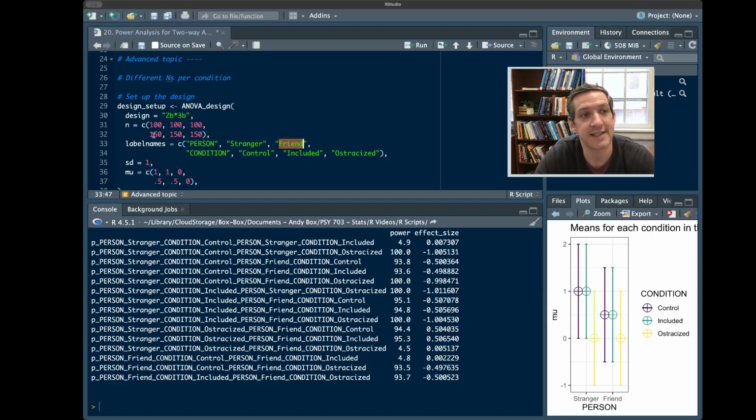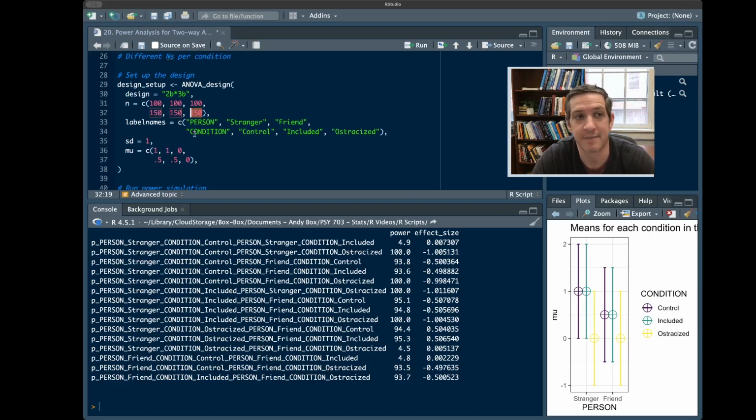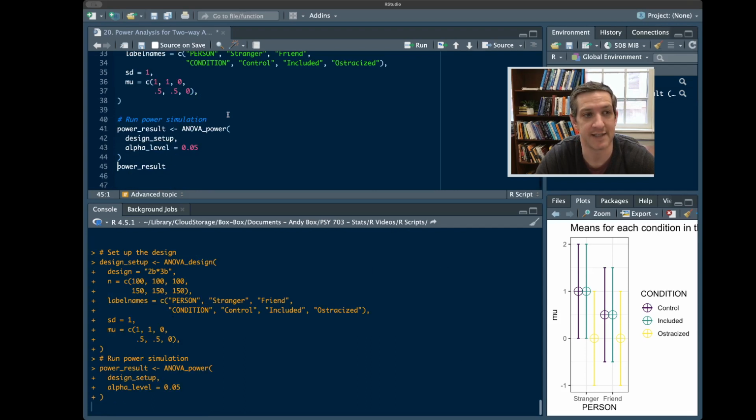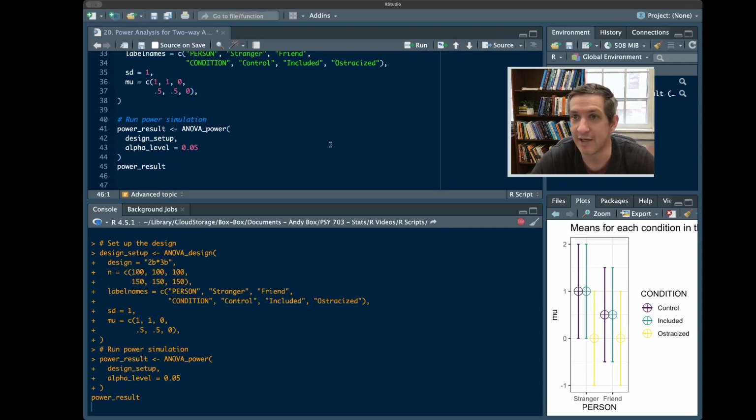So here I can say I'm going to add 150 people to my design. I'm going to do an extra 50 in each of the 3 friend conditions. Well, now I can see how that affects my power for the main effects, the interaction, and the simple effects. So we can go ahead and run this, and again, it'll take a little minute.